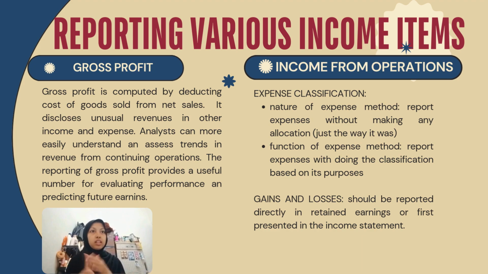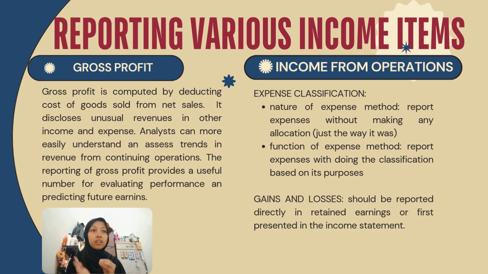And the second, there is income from operation. There's expense classification, which has two methods. The first is the nature of expense method. This is just to report an expense without making an allocation, just the way it was. And the second one is the function of expense method, which reports expenses by classifying them based on their purpose, like advertisement expenses, selling expenses, etc.